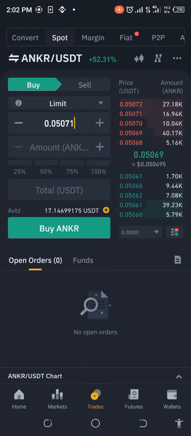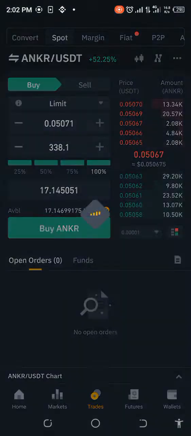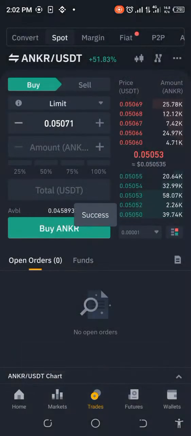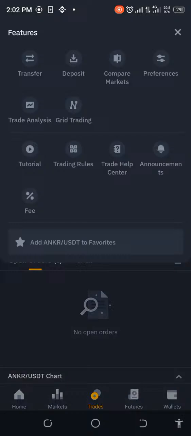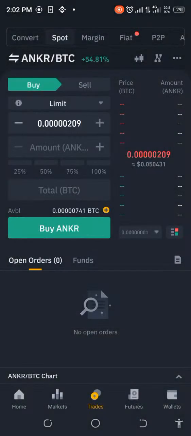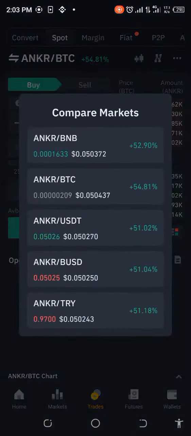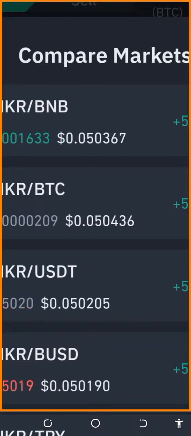So let's go ahead and just buy it at that. Take a screenshot and go ahead and buy. Okay, awesome. We have gone ahead and bought it at 0.507. Okay, so let's go to the compare markets and pick BTC. Okay, let's check what it is because we want to make sure that we don't sell at a loss. Okay, so it's currently on 0.504.